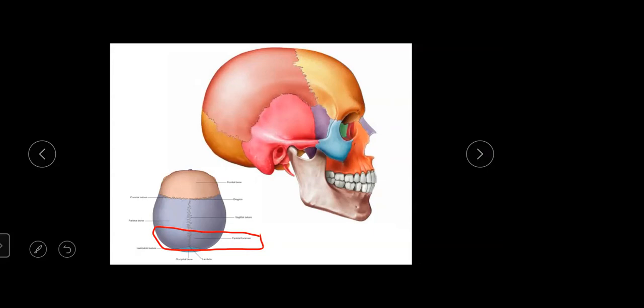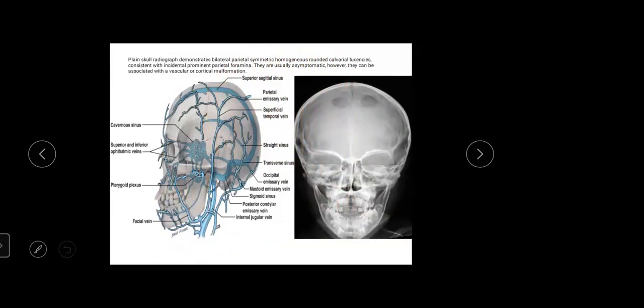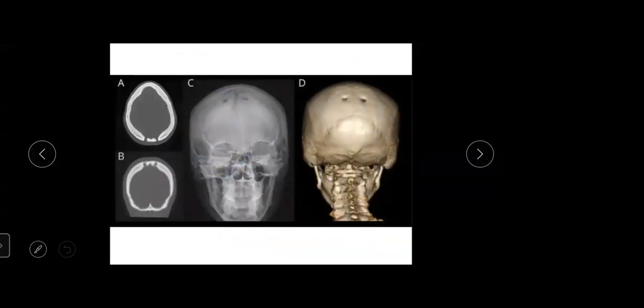But in certain circumstances they may be prominent enough to be visible on a skull radiograph and are named prominent parietal foramina. This is usually of little clinical significance, but may be associated with cortical and venous malformations and sometimes with certain syndromes. Here is another view of the giant parietal foramina.